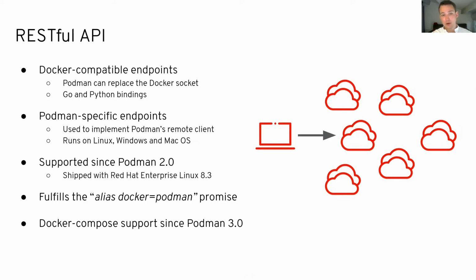And since Podman 3.0, we also support Docker Compose. There were a couple of things that Docker Compose really needed and relied on that we needed to massage into Podman, mostly networking related, but we got there, and now you can use Docker Compose on Podman. So this is pretty cool. And now since Podman version 3.2, which we just released, I think last week, this also runs rootless, which is pretty cool.